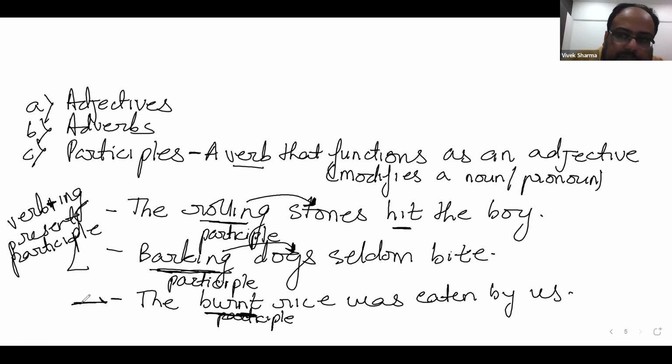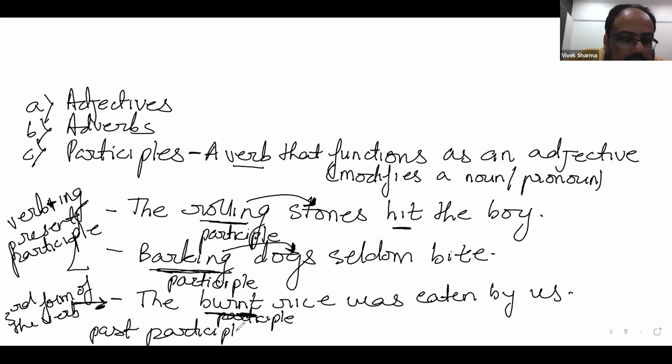Whereas in this third example, yes, correct, Ritik, the word burnt, you will notice, is the third form of the verb. This is known as the past participle. So participles can be present participles if they're verb plus ing, or they can be past participles if they're the third form of the verb.